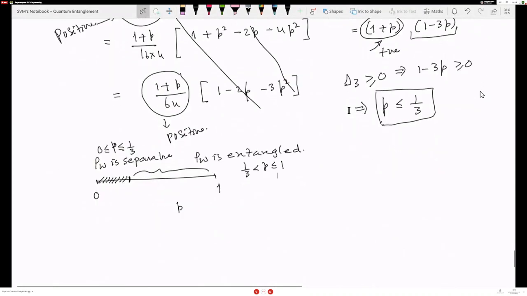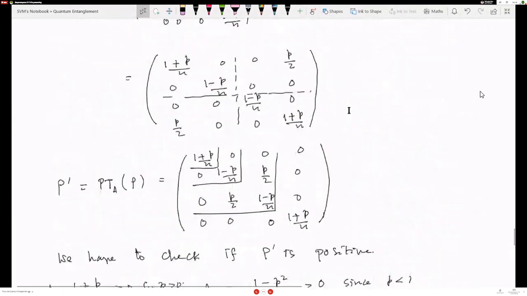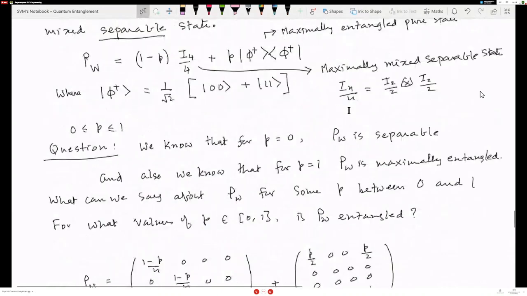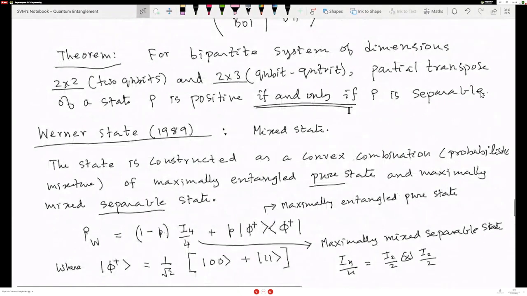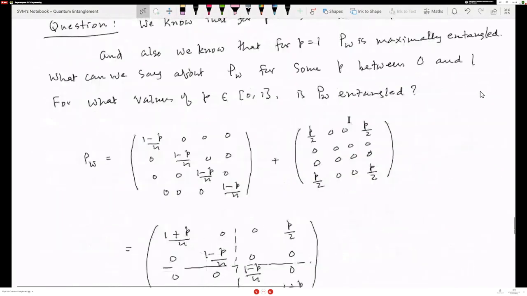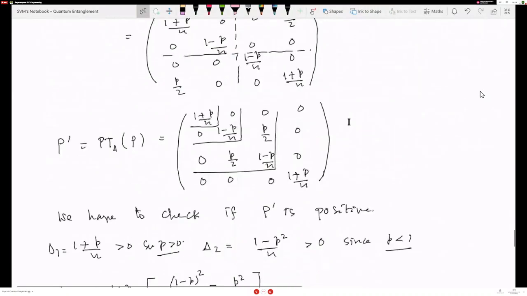So this is an example of a mixed state. I wanted to show this example because this is a very interesting state. It has many interesting properties, and people, especially in theory, use this state very often. So I thought I'd introduce this state as an example of how to measure entanglement using the PPT criterion.